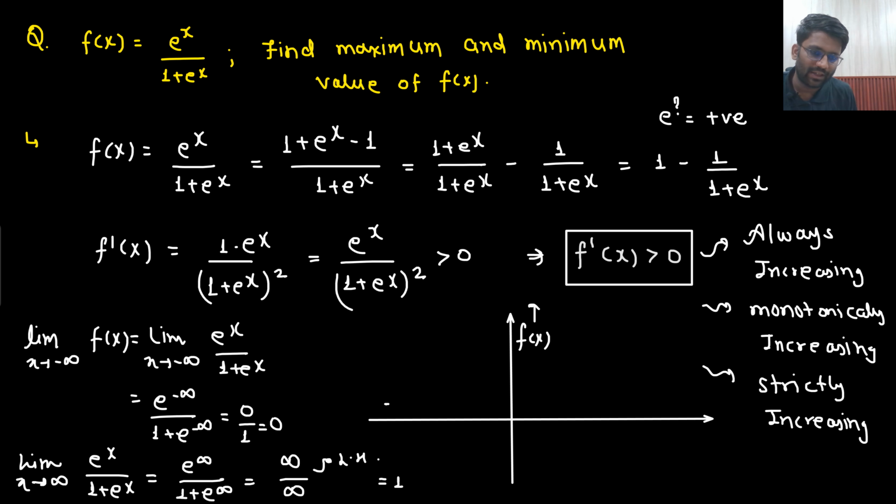So starting from 0 at minus infinity, the value is starting from 0 and always increasing, till 1 it will go. So this will be the nature of the graph. That's it. So this value will be 1. At x equals to 0, what will be the value? E to the power 0 will be 1. 1 plus 1, the value will become 1 by 2. At x equals to 0, the value will become 1 by 2.